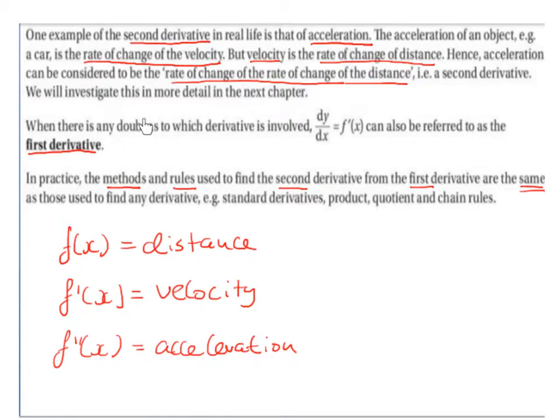When there is any doubt as to which derivative is involved, dy/dx equals f prime x can also be referred to as the first derivative. In practice, the methods and rules used to find the second derivative from the first derivative are the same as those used to find any derivative. For example, standard derivatives, product, quotient, and chain rules. So, if f of x equals the distance, then f prime x, the first derivative, equals the velocity, and f double prime x, or the second derivative, equals the acceleration.